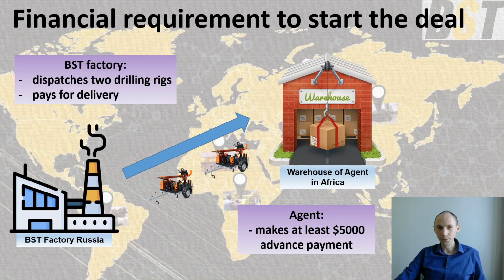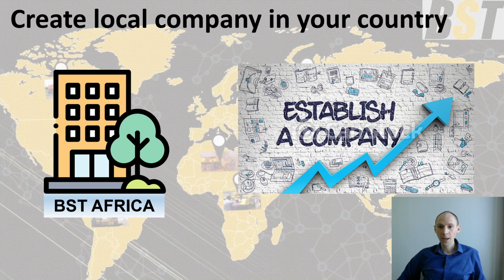Let us move on. Step number 2, create a local company in your country. So if you already have a company, for example, if you want to be an agent and you already have some company in Africa, which you use for other types of activity, it will be very easy for you because you can just use your own company. No need to create any new company for this specific deal. It is very easy, so you can come to our factory and we discuss all other details.